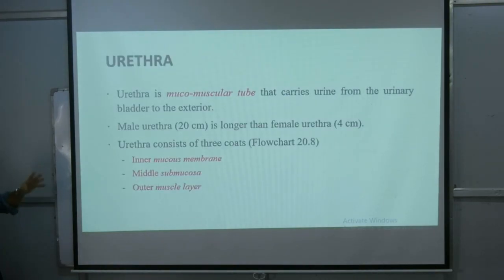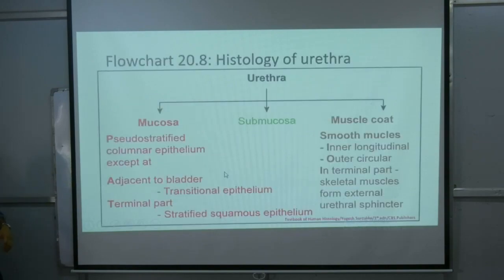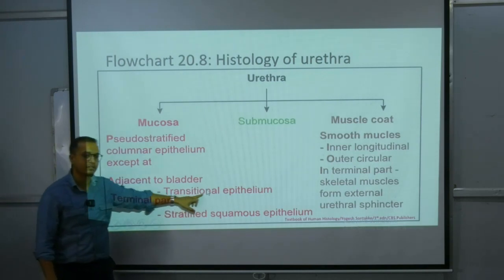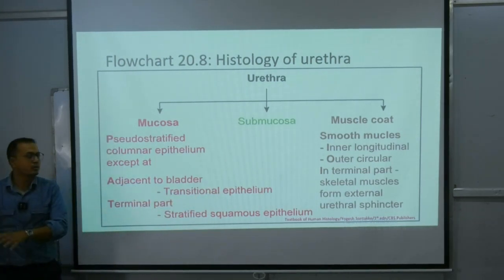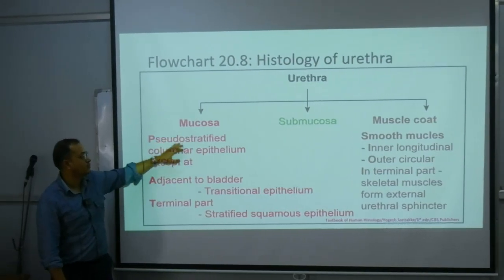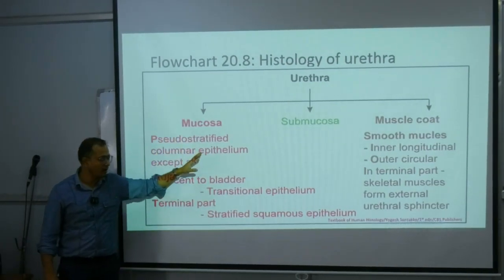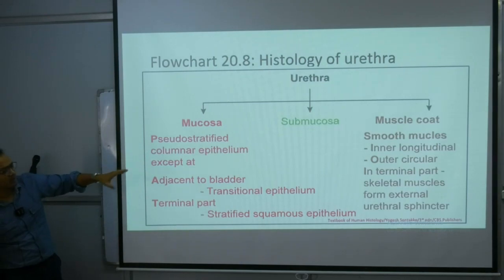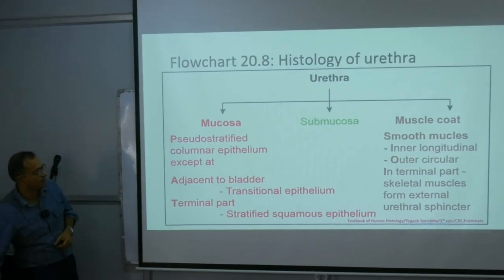Then we have the urethra, which has the same kind of lining. The mucosa, mostly adjacent to the bladder, is transitional epithelium. As we go down the urethra, the mucosa changes. We call it pseudo-stratified columnar epithelium. We do not have to read about the urethra in detail because I am just touching on it.